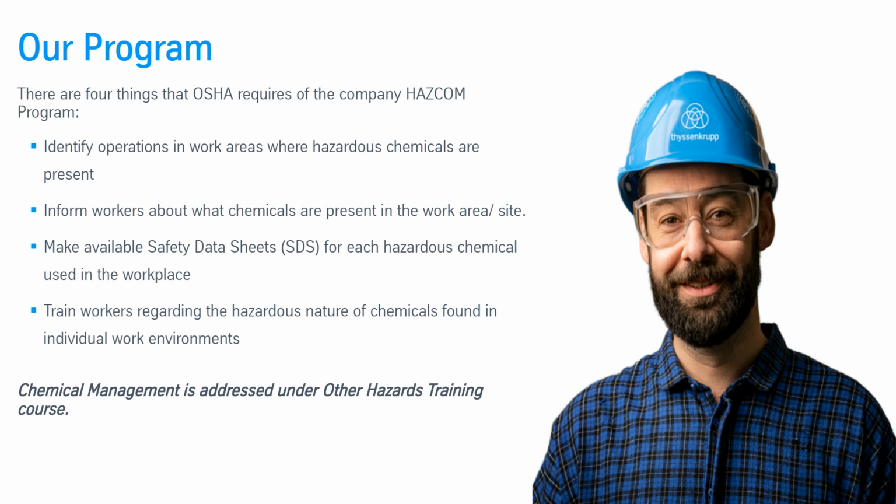Our program. There are 4 things that OSHA requires of the company HAZCOM program. Identify operations in work areas where hazardous chemicals are present. Inform workers about what chemicals are present in the work area/site. Make available safety data sheets, SDS, for each hazardous chemical used in the workplace. Train workers regarding the hazardous nature of chemicals found in individual work environments. Chemical management is addressed under Other Hazards Training course.